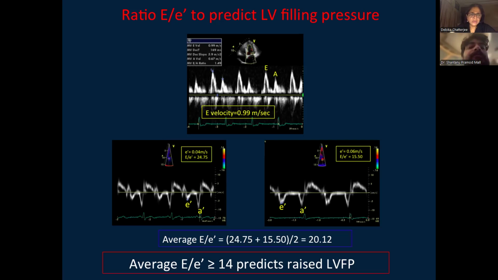So once it starts to be close to 12, 13, 14, we become very, very careful. If it is more than or equal to 14, the LV filling pressure is definitely high. So this is the way we calculate the E by E prime to predict the LV filling pressure.